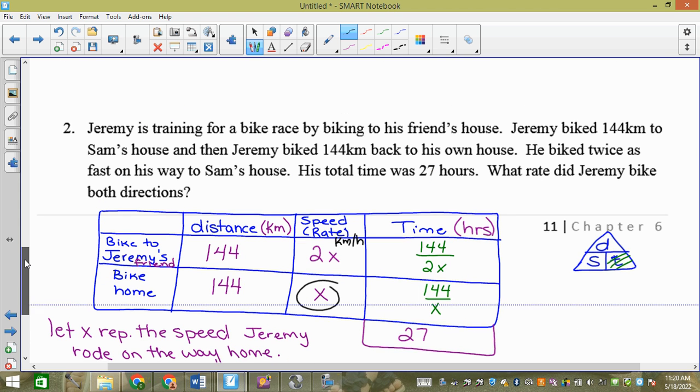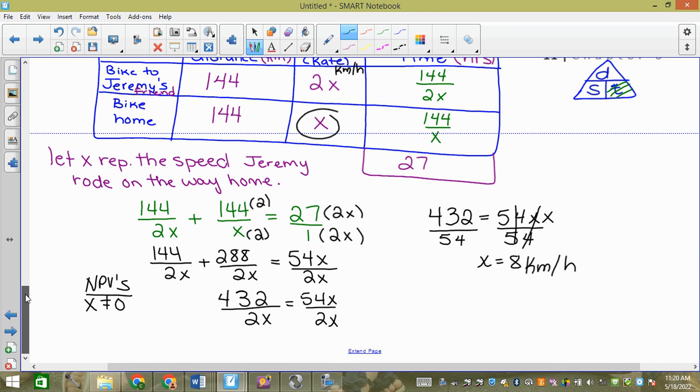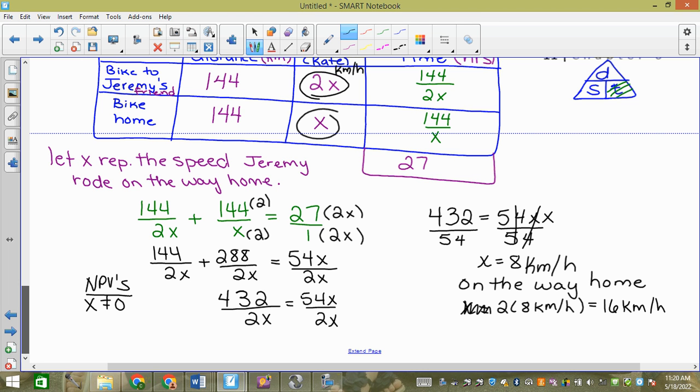8 kilometers per hour. Now, it says here, what rate did Jeremy bike in both directions? So on the way home, 8 kilometers per hour. How do we find out how fast on the way to his friends? You just take it and times by 2, right? Because it's this one. 2 times 8 kilometers per hour, which is, I guess it's not x. 2 times 8 kilometers per hour, which is 16 kilometers per hour on the way to Jeremy's friend.